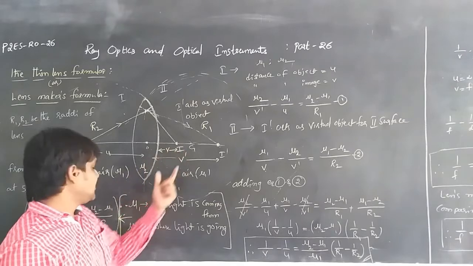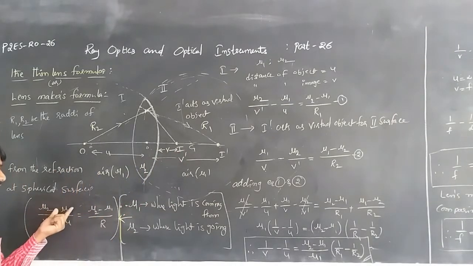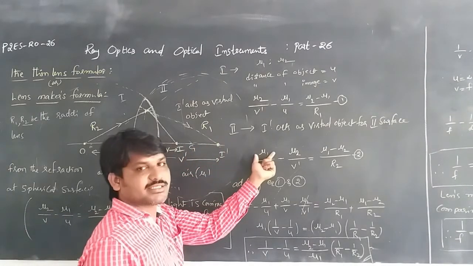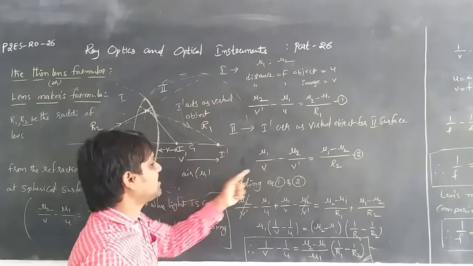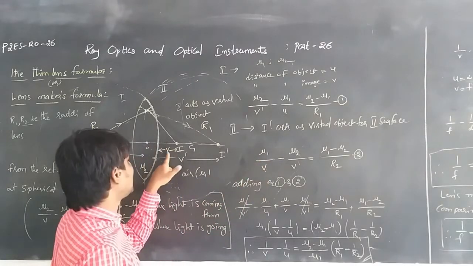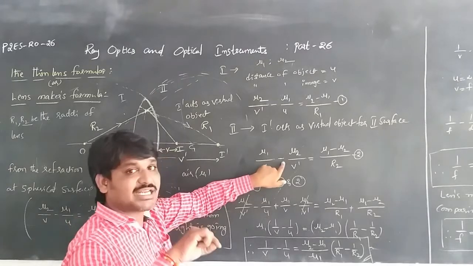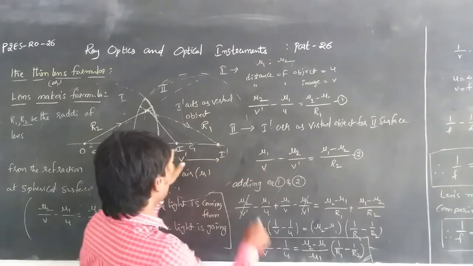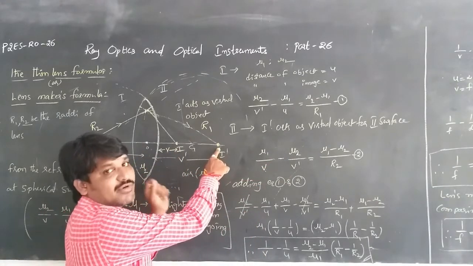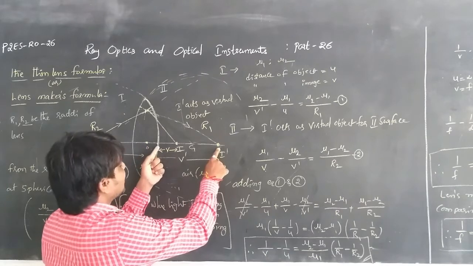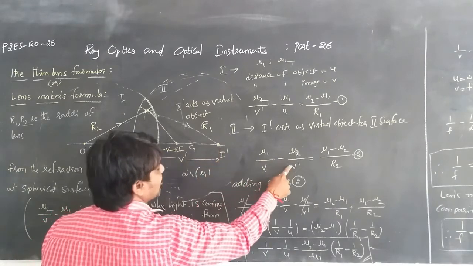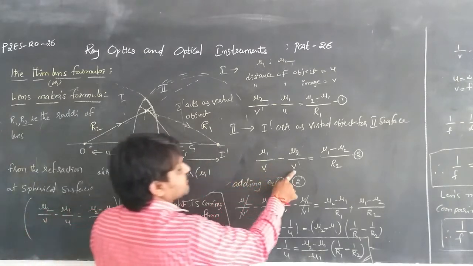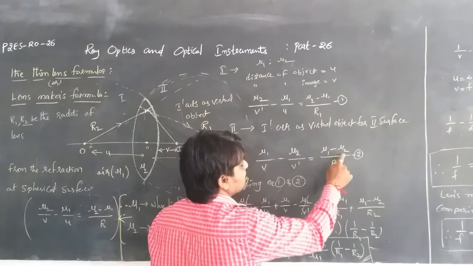This is where the light is going, and this is where the light is coming from. The light is going into the second medium, whose refractive index is air, so mu 1 by v, the distance of the image, minus mu 2 by the object distance, where the light is coming from the denser medium. The image I dash acts as a virtual object for the second surface, formed at v dash, so the object is at a distance of v dash, giving mu 1 minus mu 2 by r2.